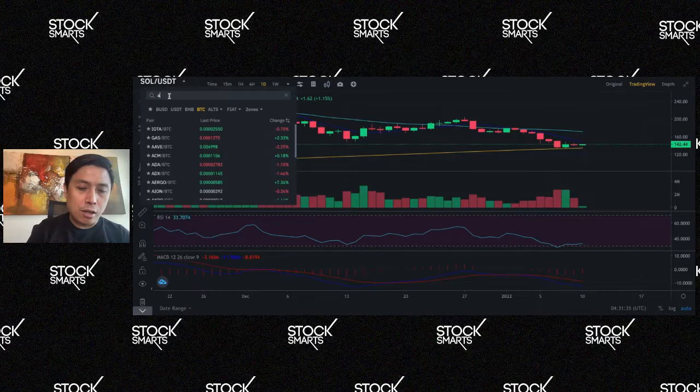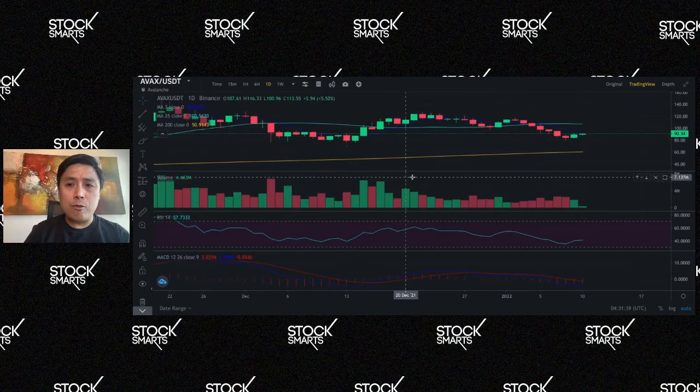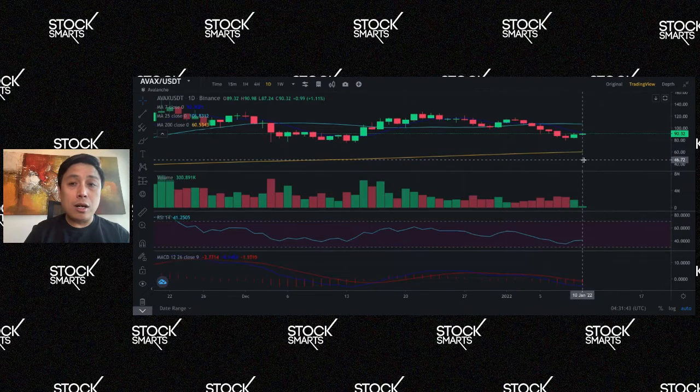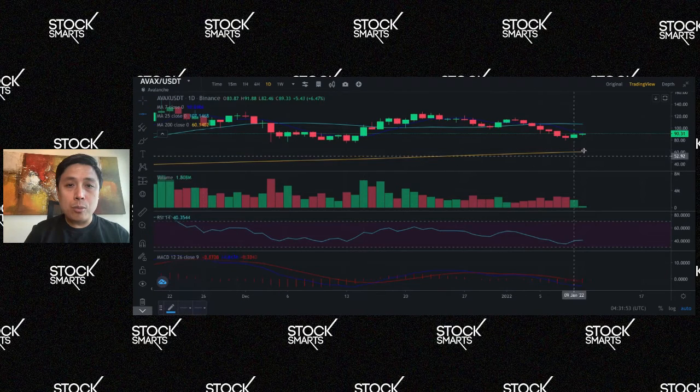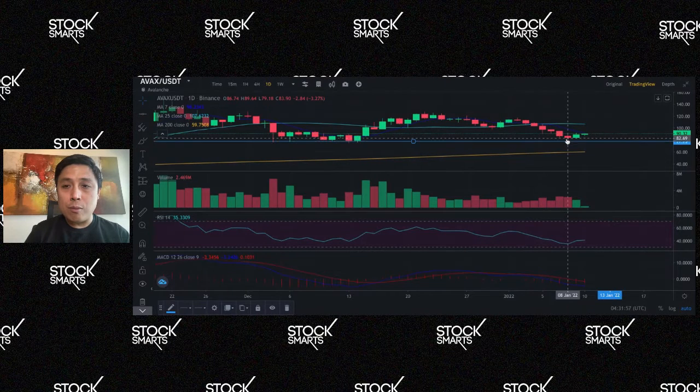Now let's look at Avalanche, AVAX. AVAX is up around 5+%. It's one of the few that dropped but did not retrace strong enough to hit the 200-day moving average. But that being said, allow me to draw a support and resistance line here. Possible support for AVAX is somewhere here around the 77 mark, which it did an intraday wick last January 8th.